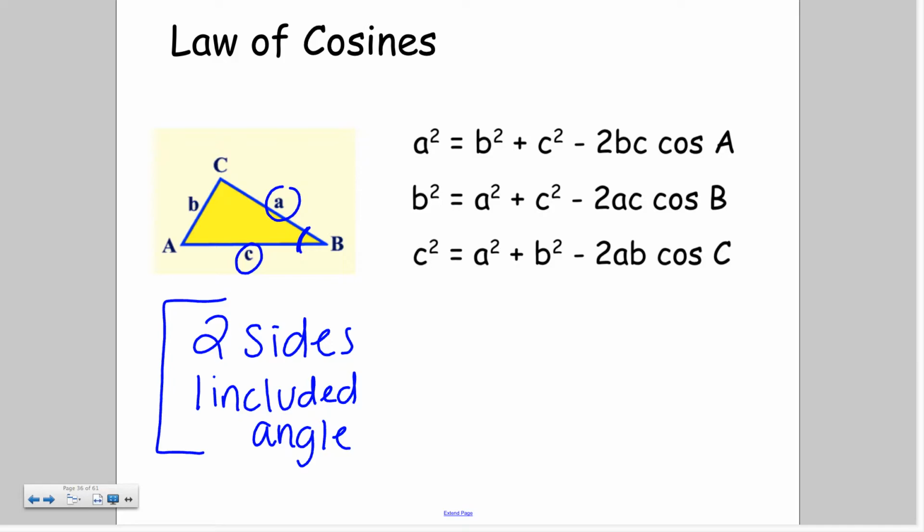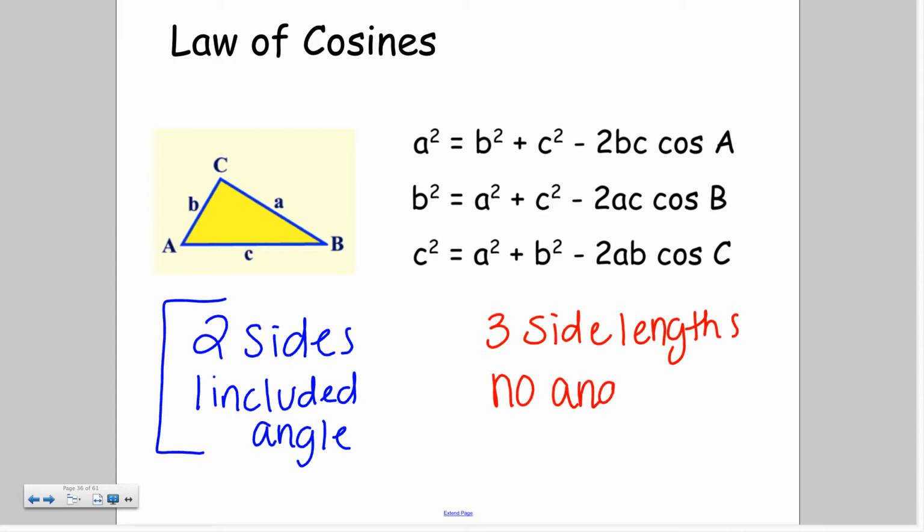Because with the law of sines, you needed something opposite. Well, you don't have anything opposite. You don't know two things about the one letter. Another situation that you would use the law of cosines is if you were given all three side lengths and no angles. So those are your two possibilities for law of cosines.